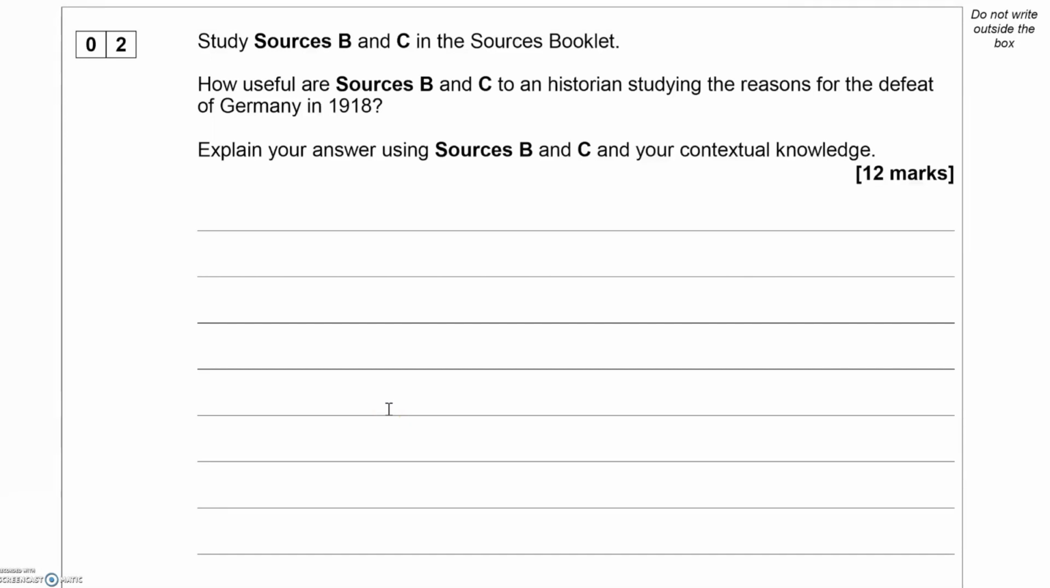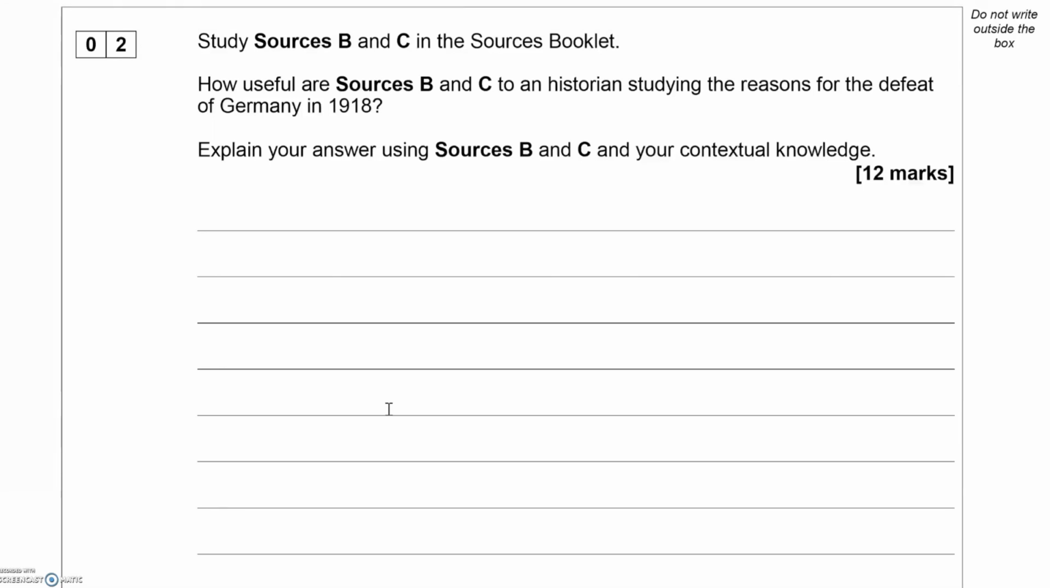Today we're going to be looking at how to apply our subject knowledge to answering question 2 on your conflict and tension paper, which is a 12-mark question, which therefore is the second highest amount of marks you can gain in your exam. It's a very important question and it's going to use two sources from your source insert. In this case it's going to be source B and source C.